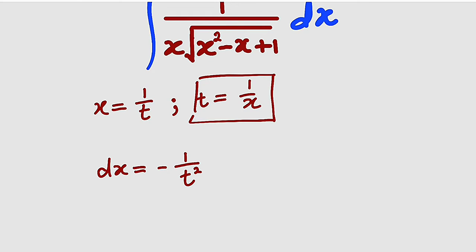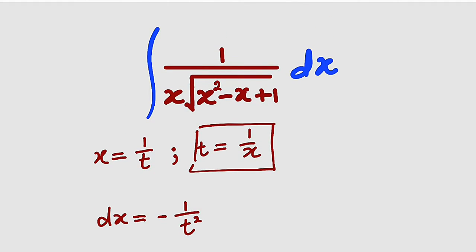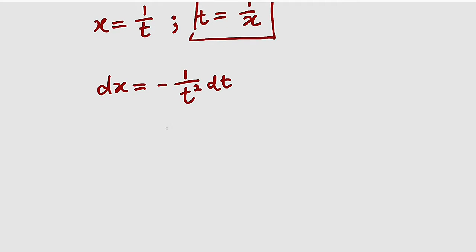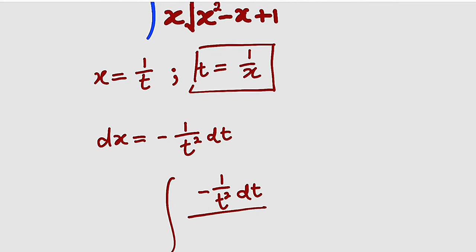So now let us back substitute. From here you can see that 1 dx is the same thing as dx, right? And our dx is equal to negative 1 divided by t squared, okay, we should have dt here. So we have the integral of negative 1 divided by t squared dt to the top. To the bottom, already we have declared x as 1 divided by t.